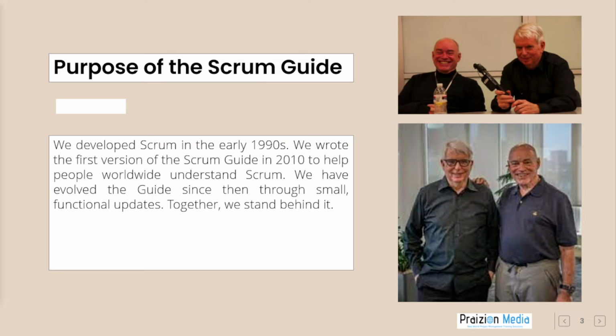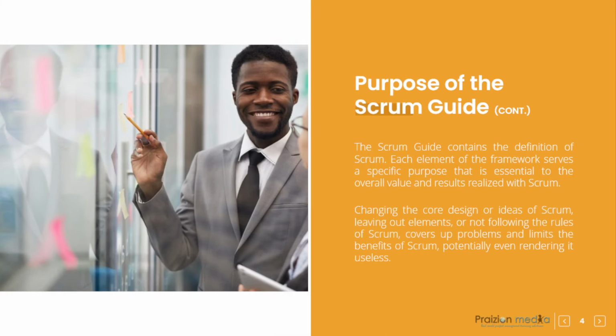We developed Scrum in the early 1990s. We wrote the first version of the Scrum Guide in 2010 to help people worldwide understand Scrum. We have evolved the guide since then through small, functional updates. Together, we stand behind it. The Scrum Guide contains the definition of Scrum.